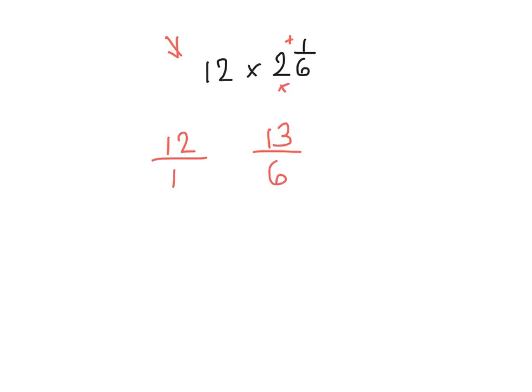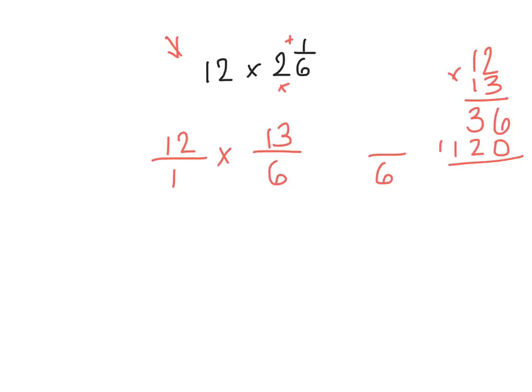So I have bigger numbers here to deal with. I have to multiply 12 times 13 and 1 times 6. 1 times 6 is 6, and 12 times 13, 3 times 2 is 6, 3 times 1 is 3. Hold my spot. Six plus 0 is 6, 3 plus 2 is 5, and 156.